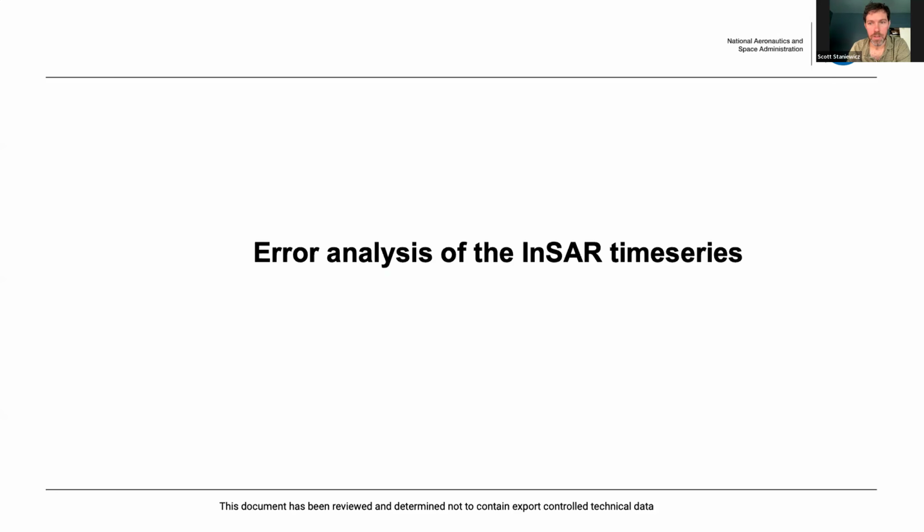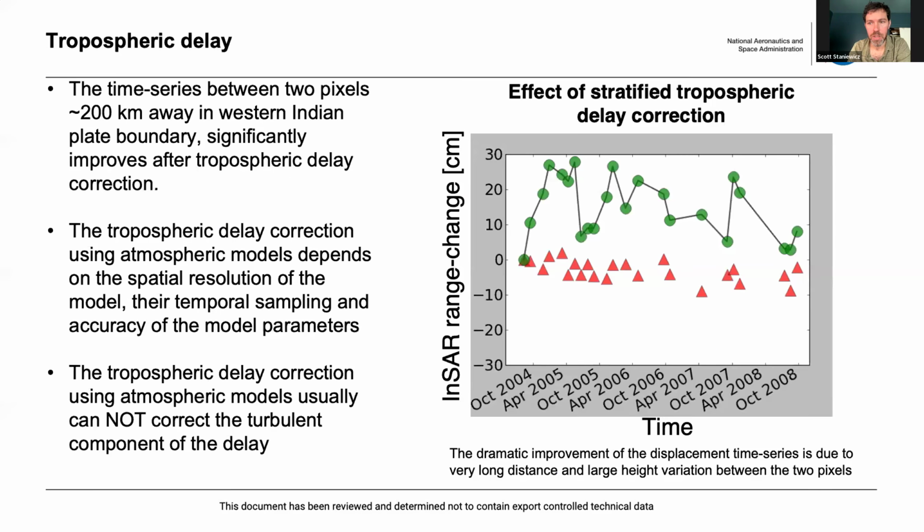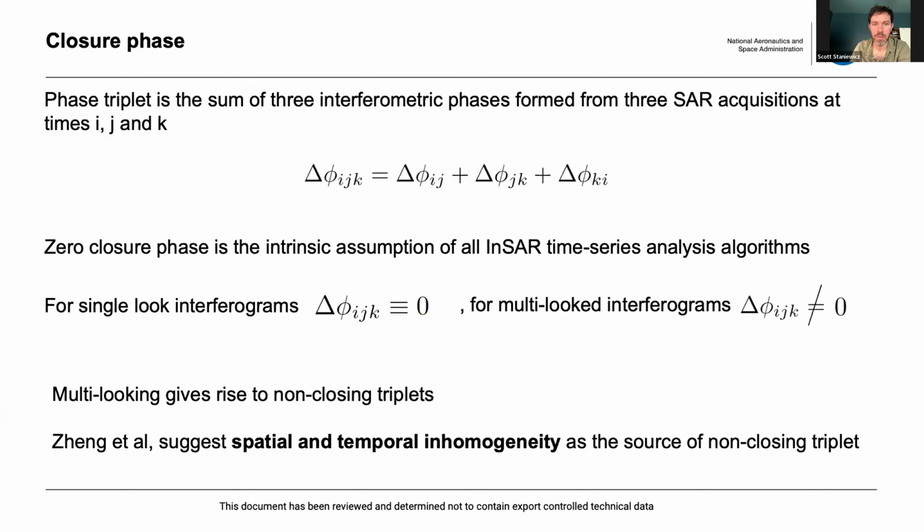So I think we're coming to the end, but luckily Anne did touch on a lot of these errors. The one I wanted to make sure I got to, because it's relatively new and the least understood, is the closure phase that people have referred to a few times. Basically, closure phase is if you take interferogram 1 to 2 plus interferogram 2 to 3 minus interferogram 1 to 3, or plus 3 to 1, you would hope that was 0. It will never be 0 when you multi-look because of the weird nature of complex multi-looking.